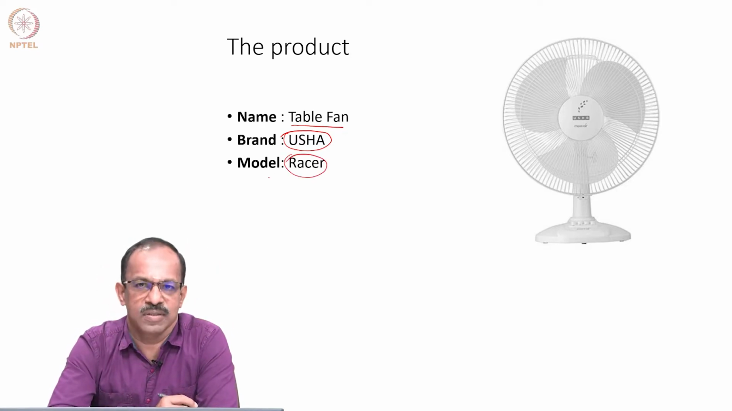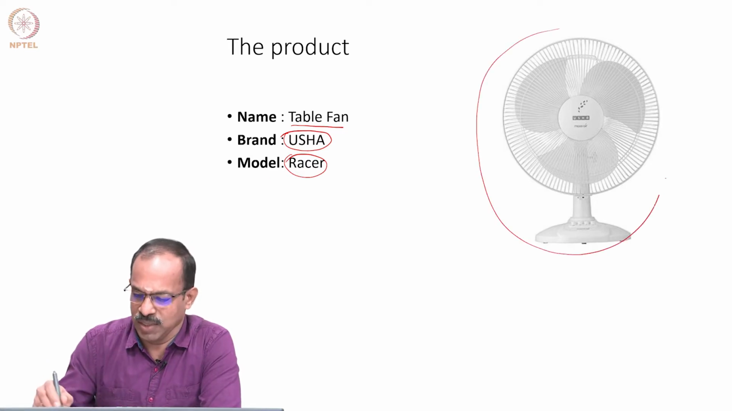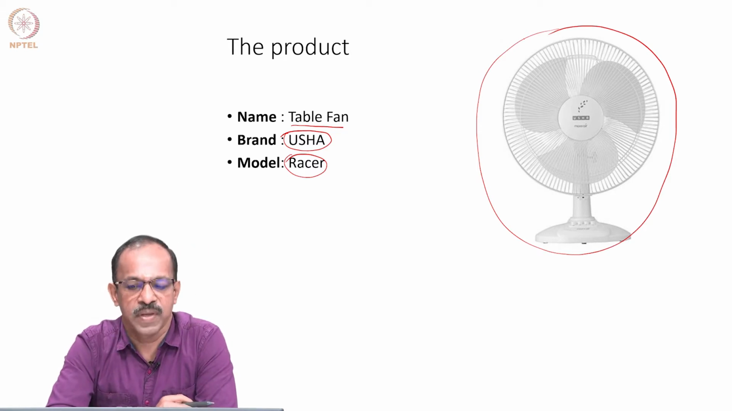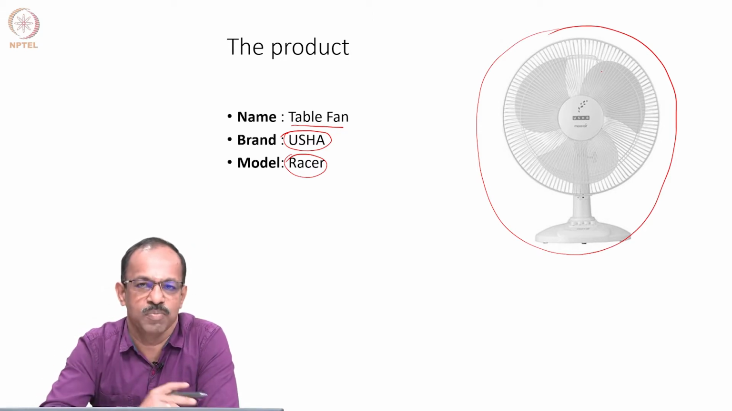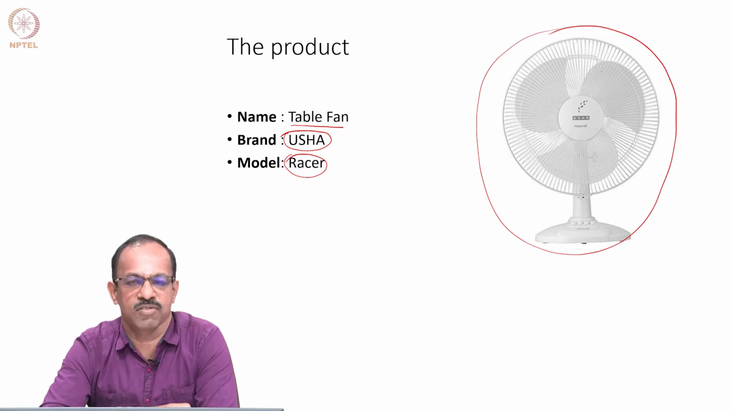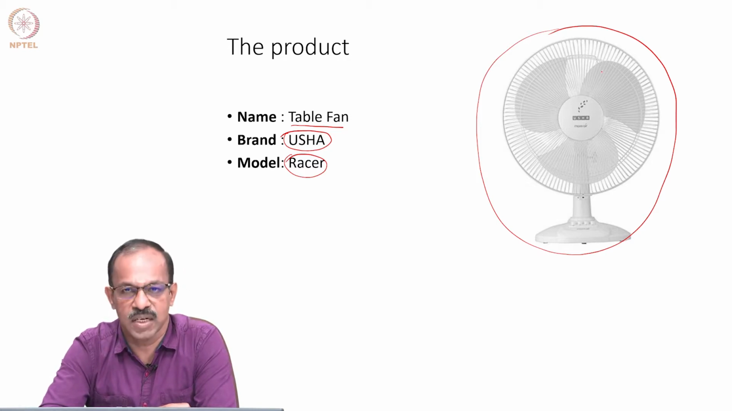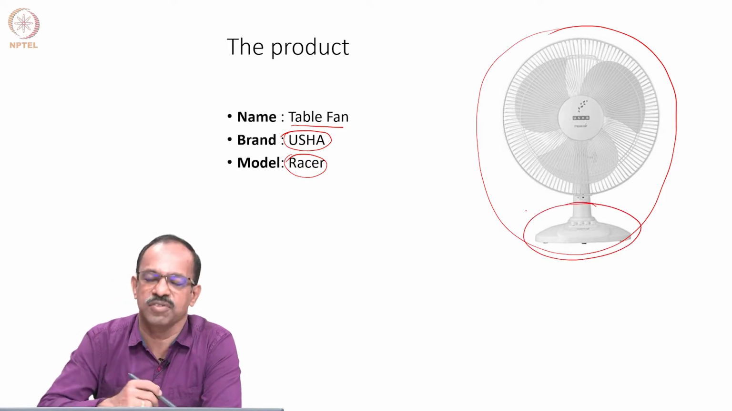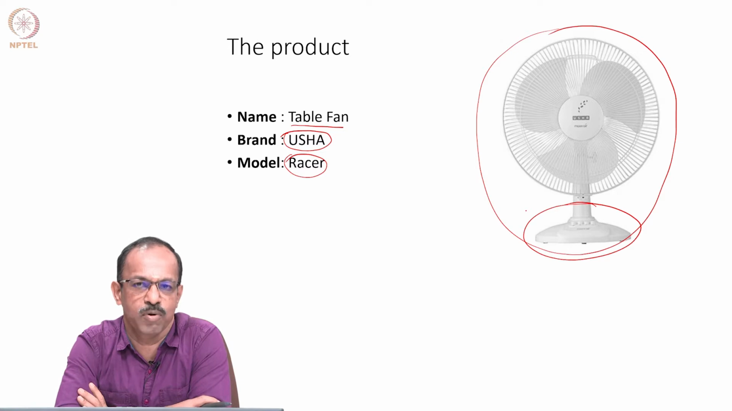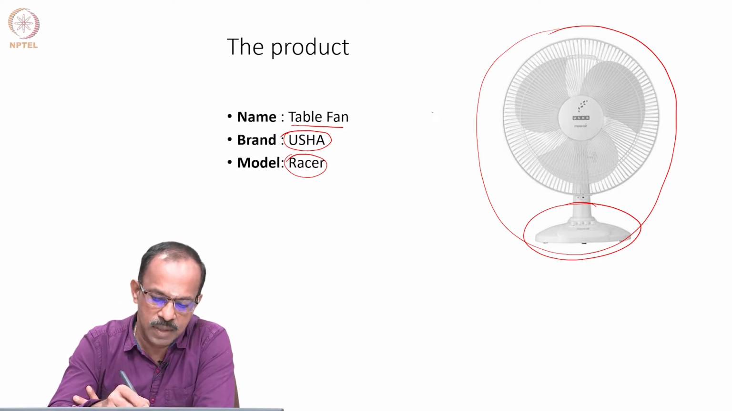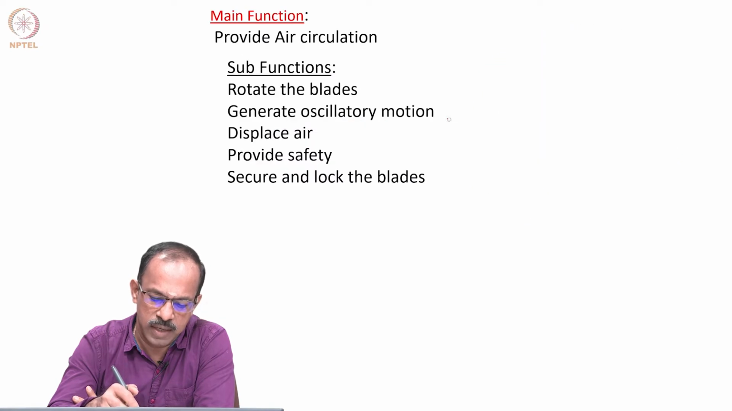And you might have seen various forms of this product. But the fundamental purpose remains the same. So you need blades, and you want these blades to rotate in order to get some kind of air circulation. So the fundamental function remains the same, but the way it is assembled, the way the blades are provided, the shape of the blade, and the base and the control, these things may vary from manufacturer to manufacturer and model to model, but the fundamental function remains the same. That is basically to provide an air circulation.